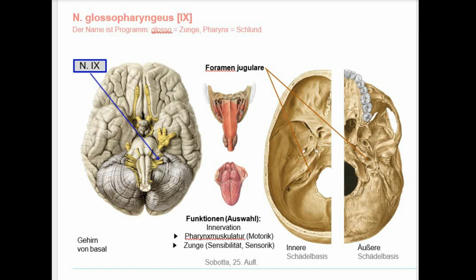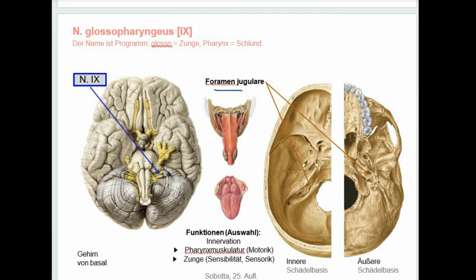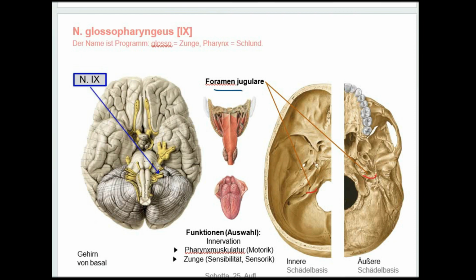Nerve number 9 is called the glossopharyngeal nerve. Glossus means tongue in Greek, and pharynx means throat. It passes through the jugular foramen, and it innervates the pharyngeal muscles with motor functions, and the tongue. But it is also sensitivity and sensory.